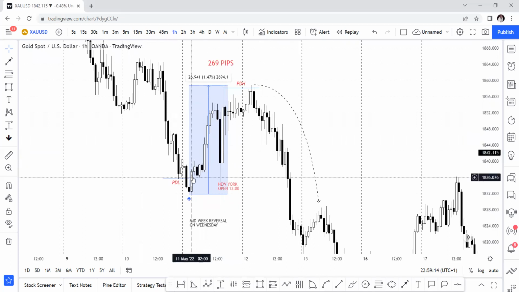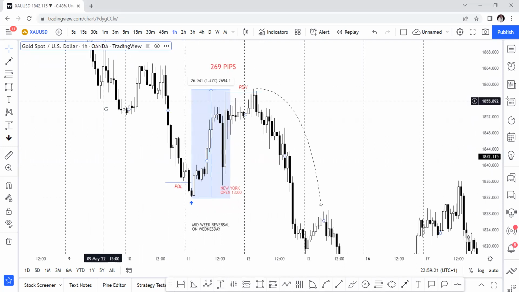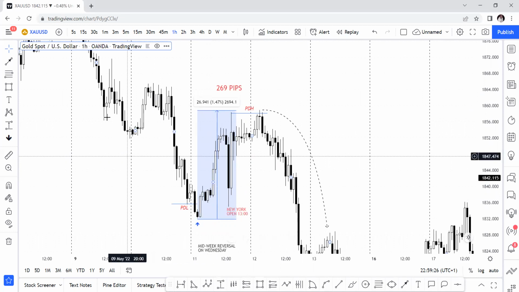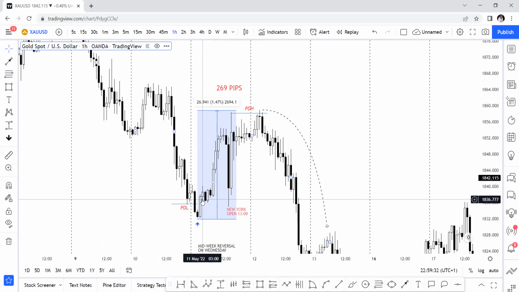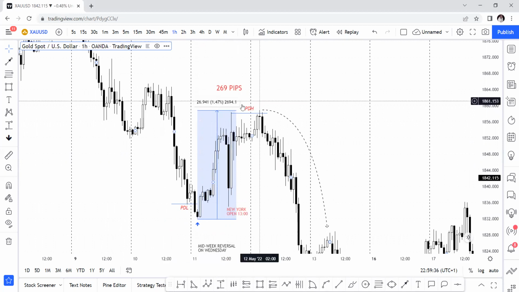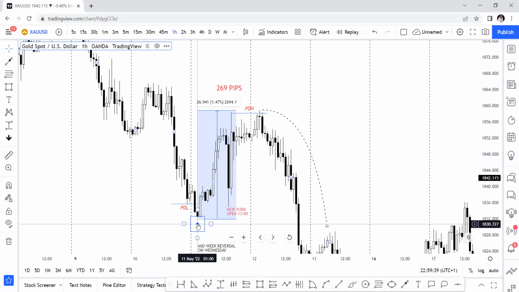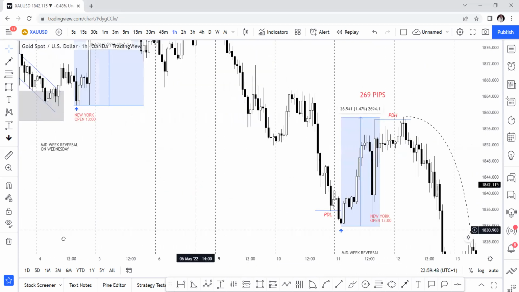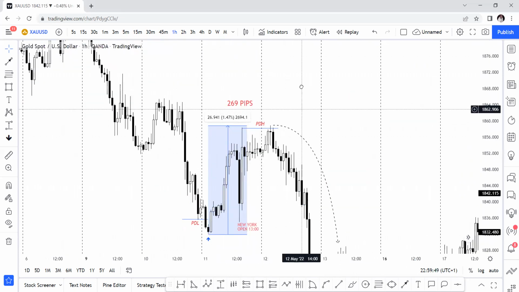Now, this is on the 11th of May, a midweek reversal on Wednesday. Previously price has been down, lower low, lower high, then this big push downward that completed the cycle of that drop-base-drop. Then we'll likely see this because this is a stronger supply zone. So at the break of Wednesday, you get a push back upward into this place, which gives almost about 269 pips.